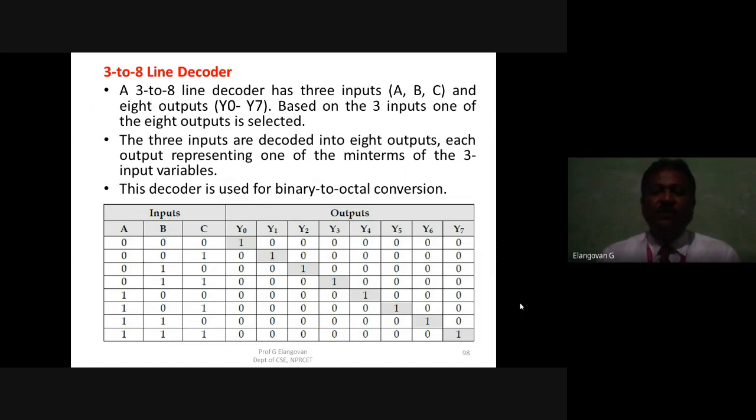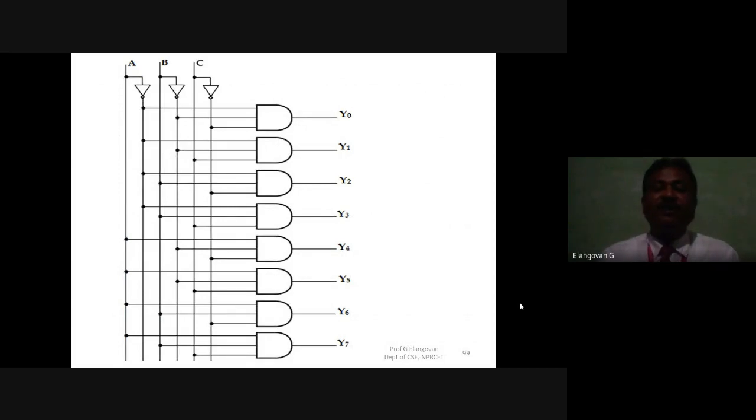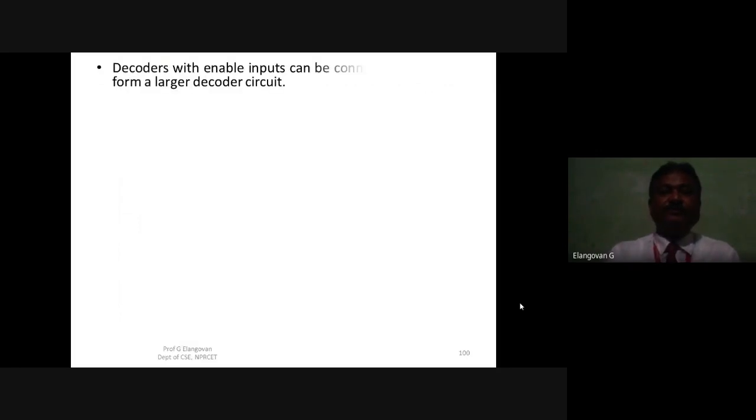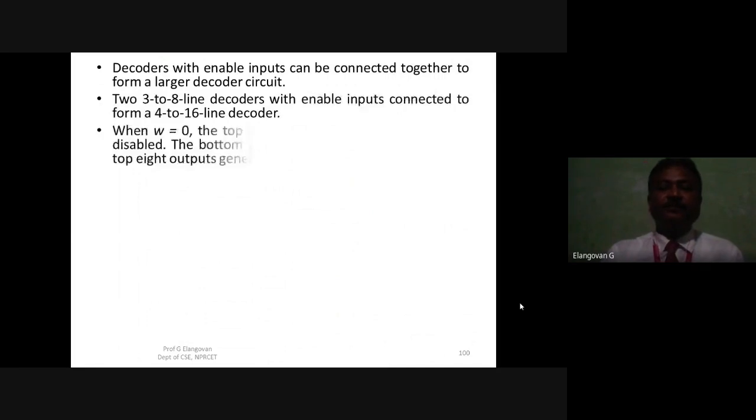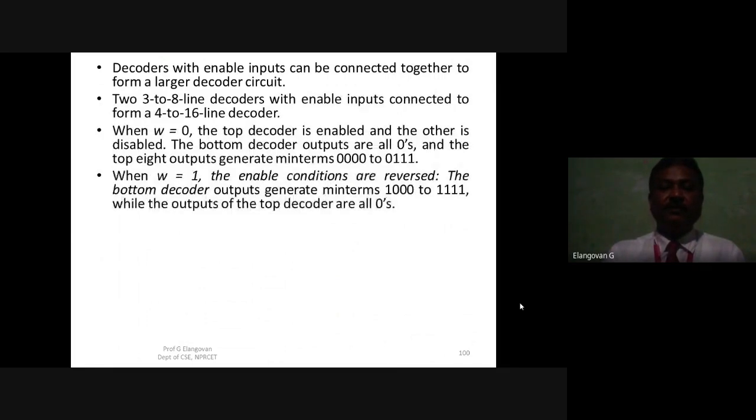Each output is high only one time. Look at the output columns Y0, Y1, Y2, Y3, Y4, Y5, Y6 and Y7. All 8 outputs are high during only one combination, which is its relevant minterm. That minterm is what is represented. So we have 3 inputs and 8 unique outputs.